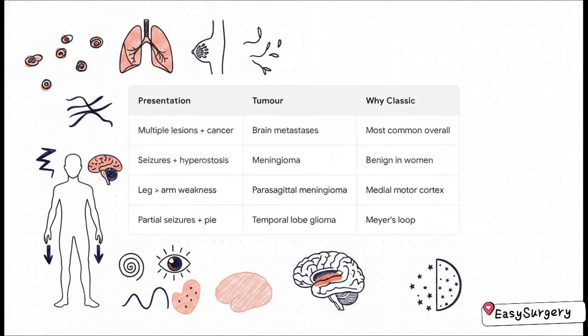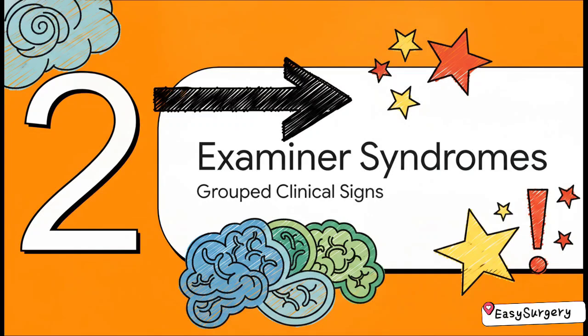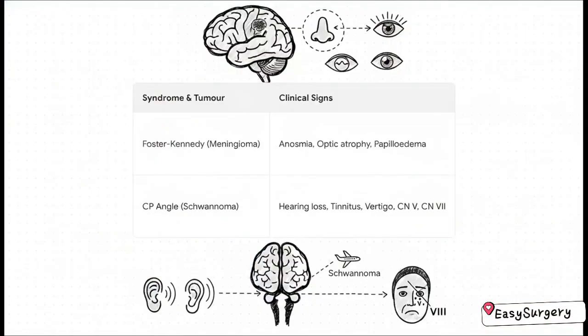And the last one in this section, classical presentation, complex partial seizures plus superior quadrantanopia, quote, pie in the sky, unquote. Tumor, temporal lobe glioma. Why it's classic? Involvement of Meyer's loop. Section 2. Syndromes every examiner likes. So, shake it out, take a deep breath. We're shifting from isolated presentations into grouped clinical signs. And let me tell you, examiners absolutely love testing these exact syndromes. So, the crucial point is that you have to recognize these symptom clusters instantly.